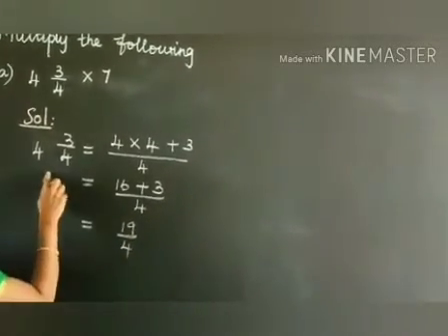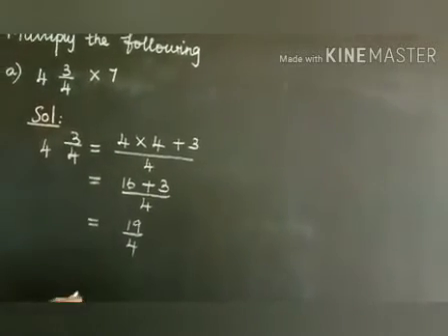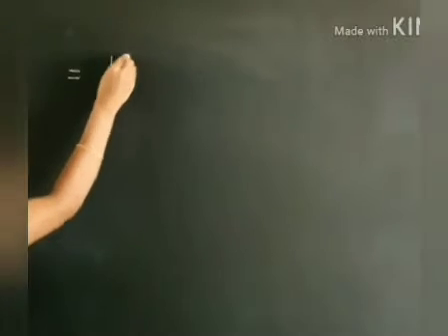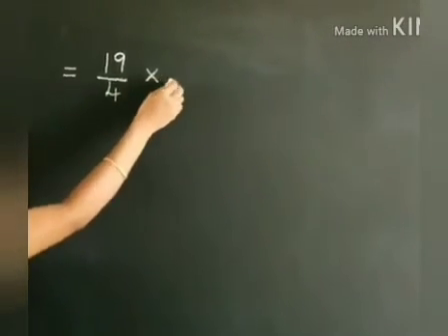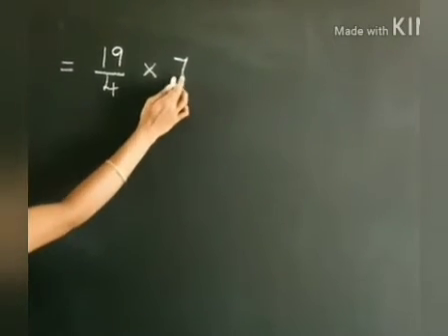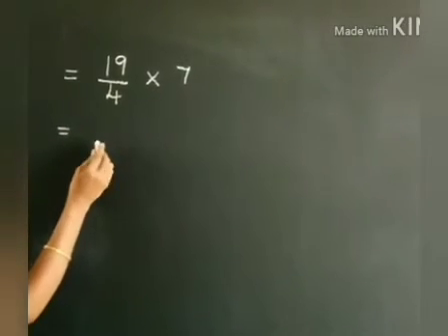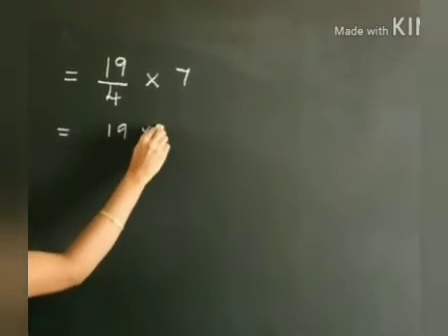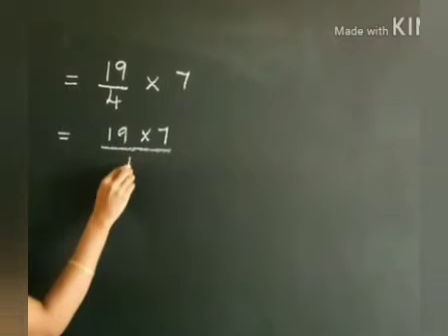Now we have converted it into an improper fraction. The answer is 19 divided by 4 into 7, where the whole number is 7. So this is the first type: whole number into fraction, which is equal to, what is the formula? Numerator of the fraction into whole number, divided by denominator of the fraction, which is 4.